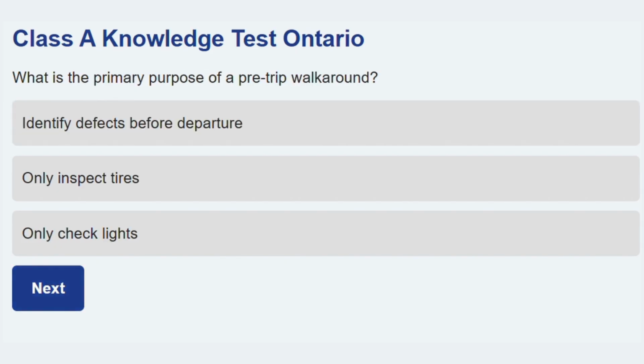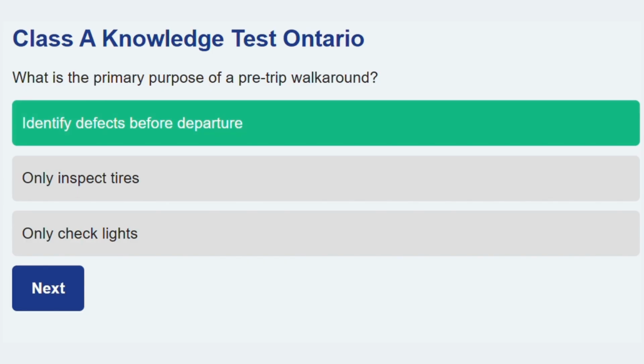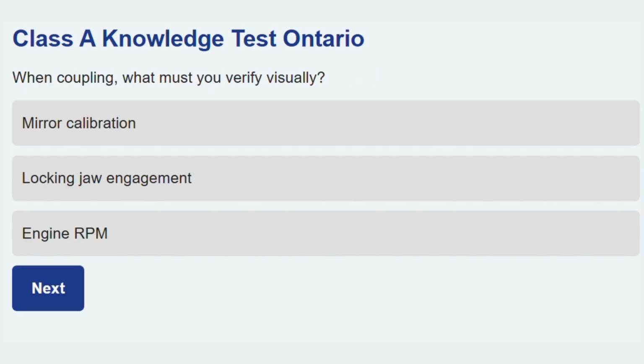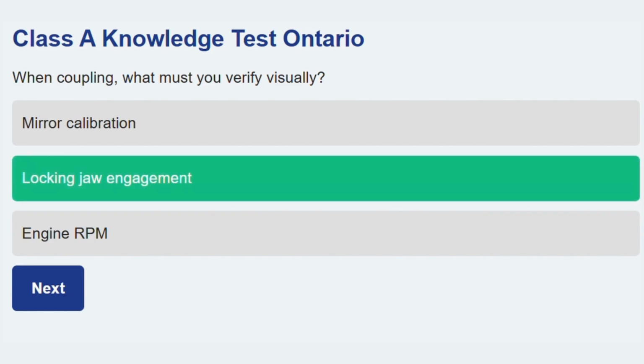Continuing, what is the primary purpose of a pre-trip walk-around? Identify defects before departure, prevents breakdowns and accidents. Next question, when coupling, what must you verify visually? Locking jaw engagement. Confirms kingpin is securely locked.